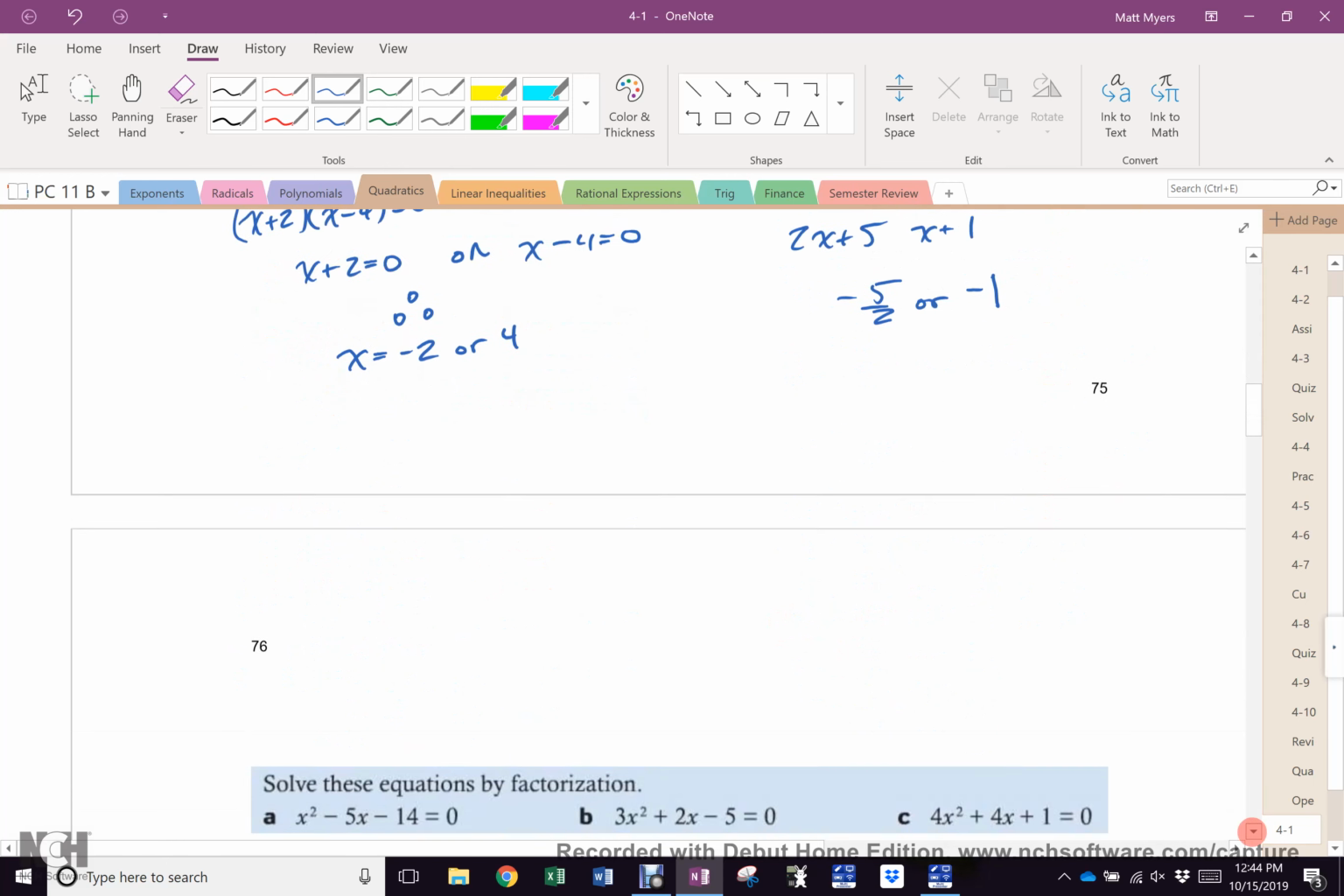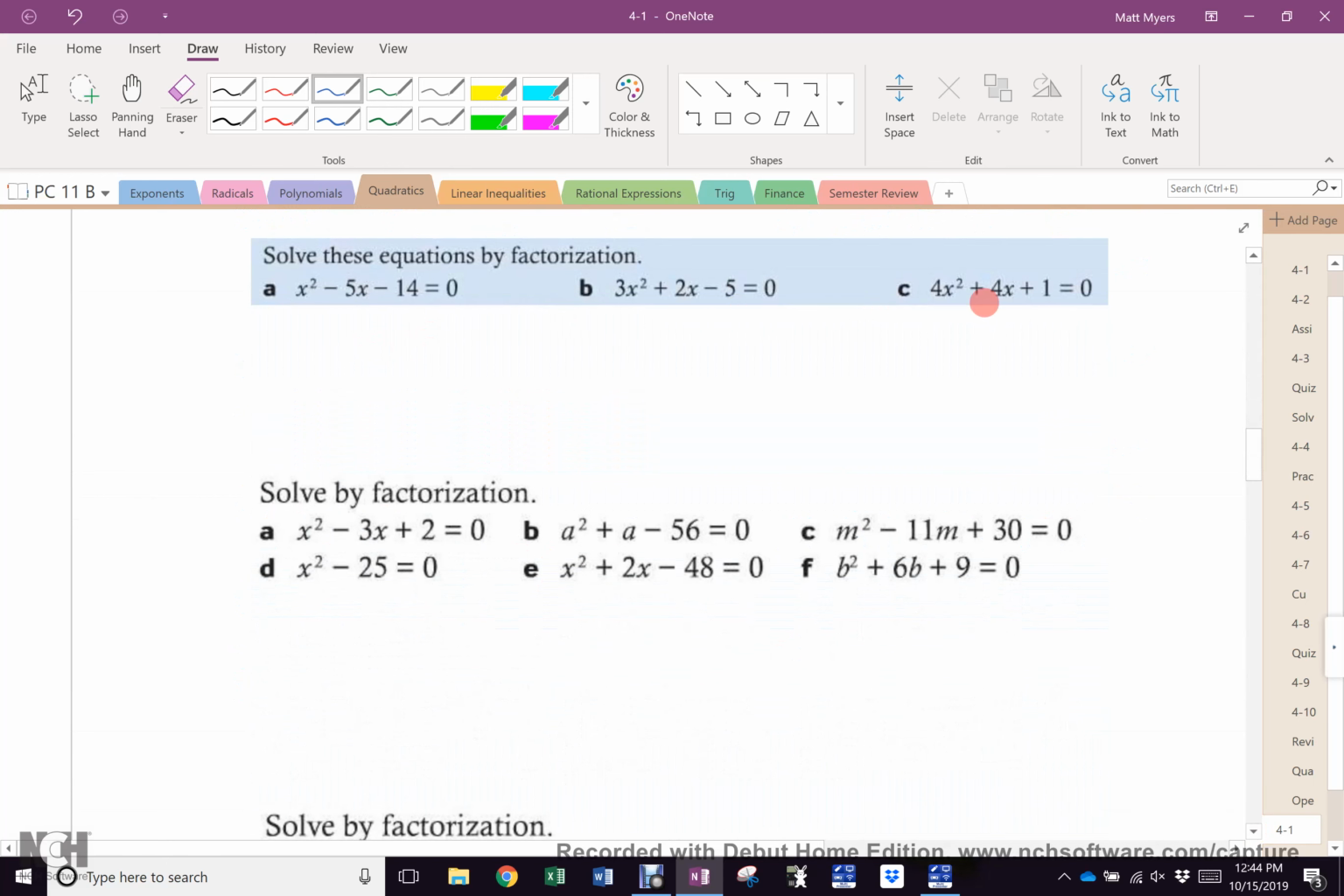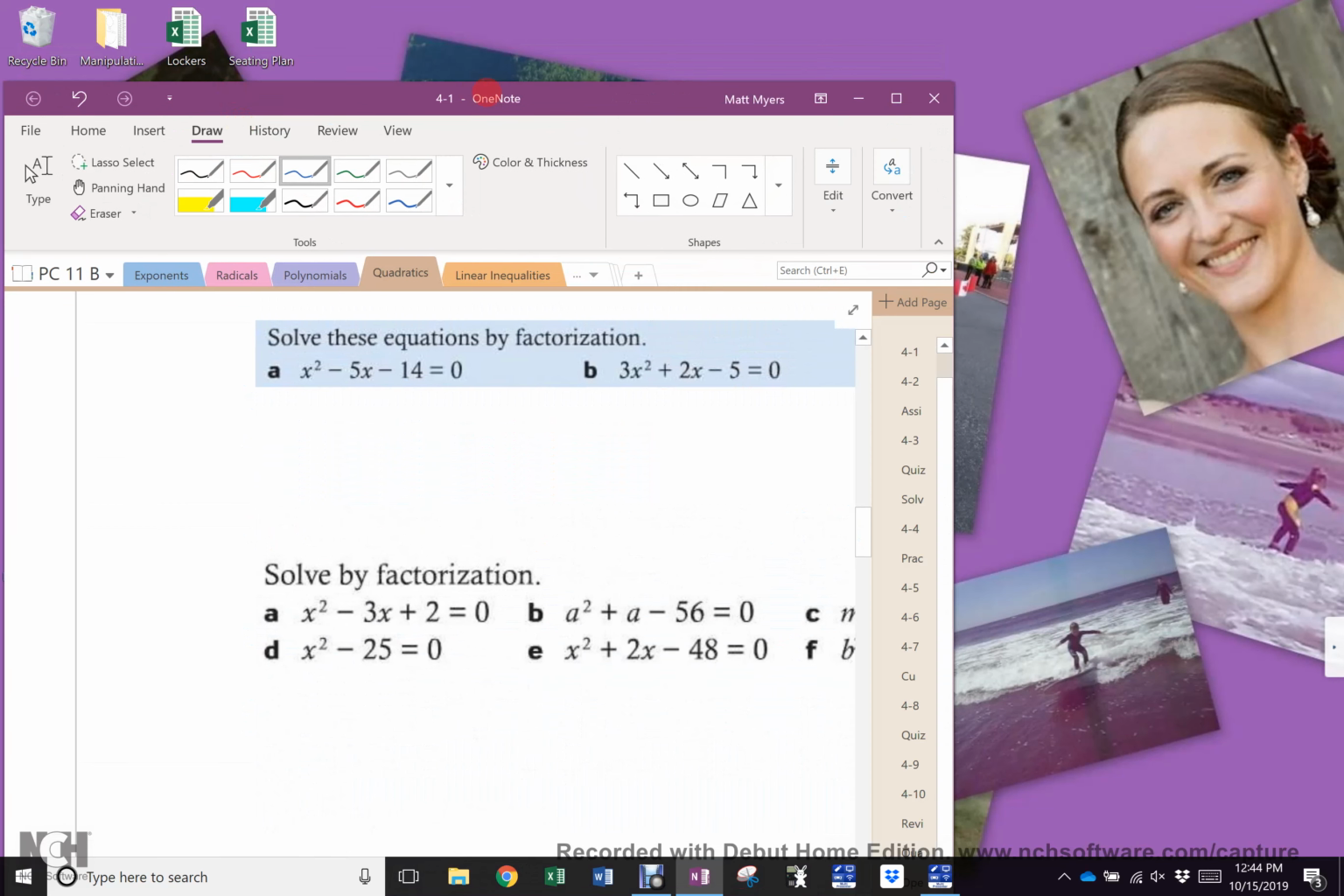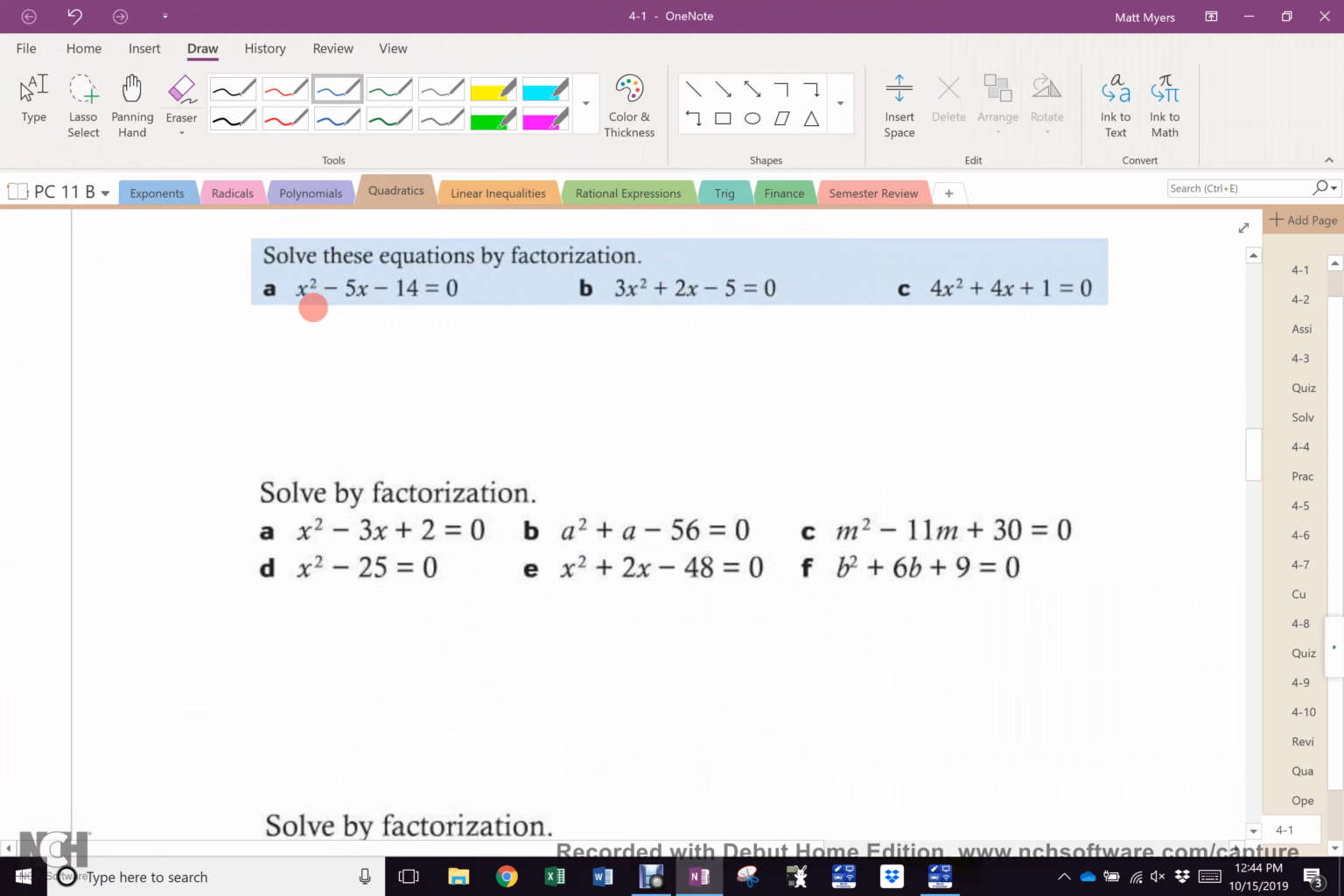So, these three, if it's highlighted in blue, I'll do them. You can just copy it down. This is, of course, I must multiply to 14, add to negative 5. So it is x plus 2, x minus 7 equals 0. X equals negative 2 or 7.